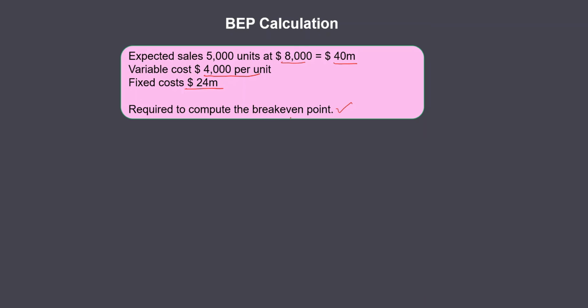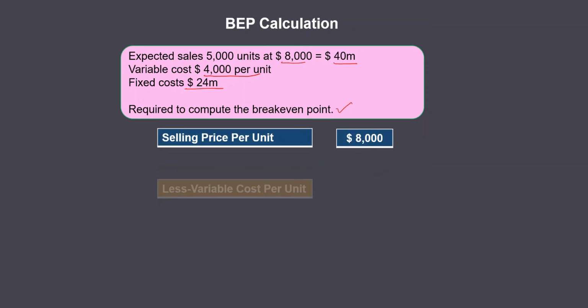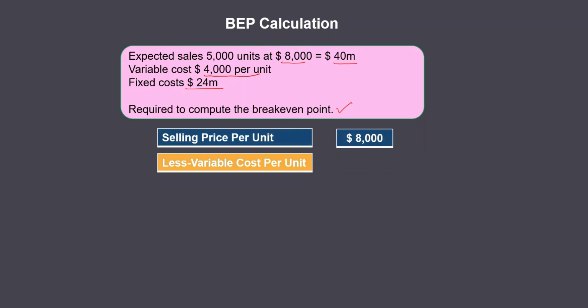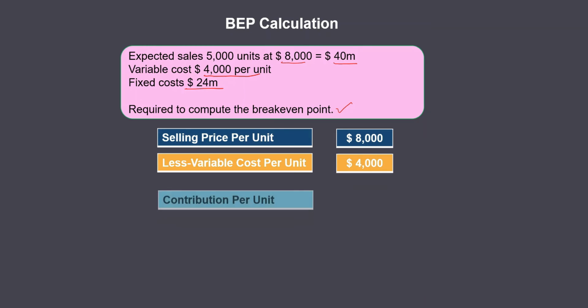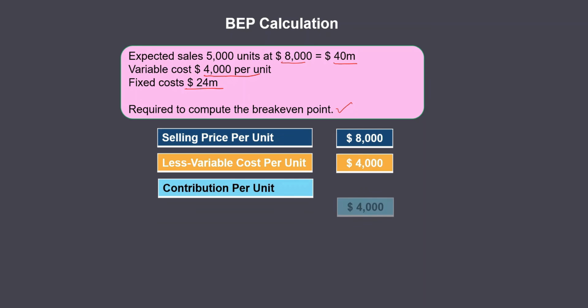So how do you calculate the break-even point? First and foremost, let's calculate the contribution per unit. What is the selling price per unit? 8,000. Then less variable cost per unit, which is 4,000 per unit. What is the contribution per unit? The contribution per unit will be 4,000.